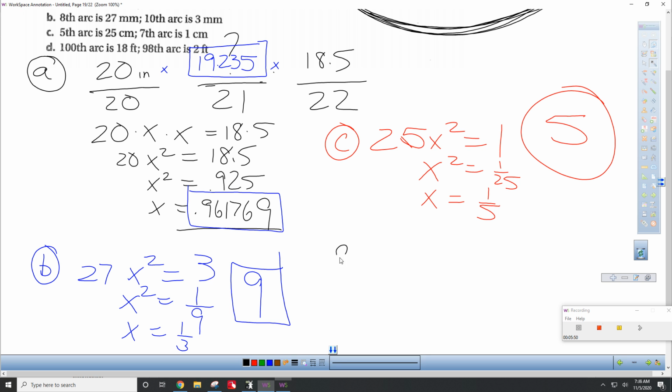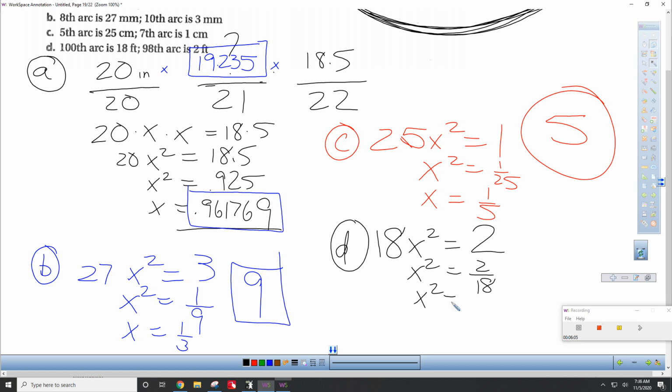And then here we go, letter D. 18x squared equals 2. X squared is 2/18, which is 1/9. And we get 1/3 again. X is once again a third, so the answer to this question is 1/3 of 18. That is 6.